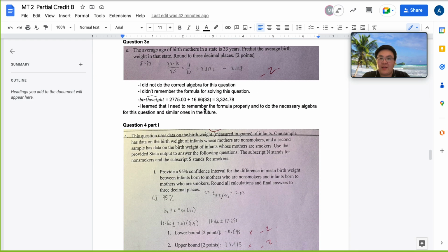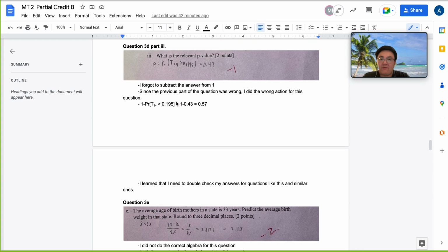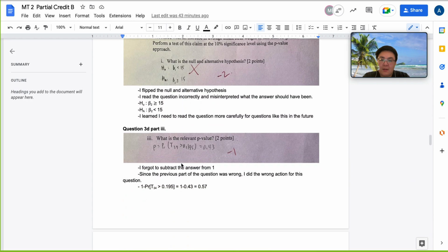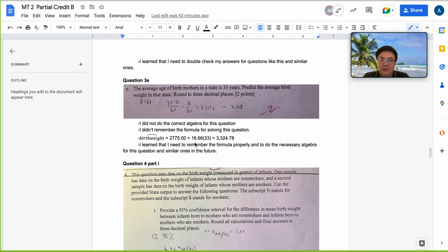For question 3E, it is asking us to predict the average birth weight in that state and round to 3 decimal places. Here, the average birth weight is equal to 2,775, which we found from the table here, plus 16.66 times 33, which would equal 3,324.78.